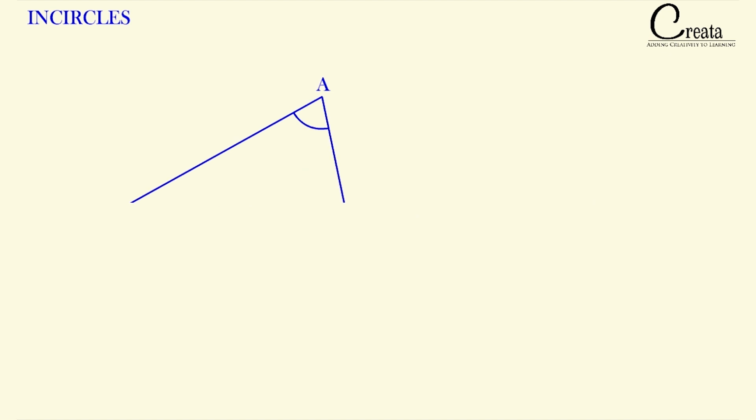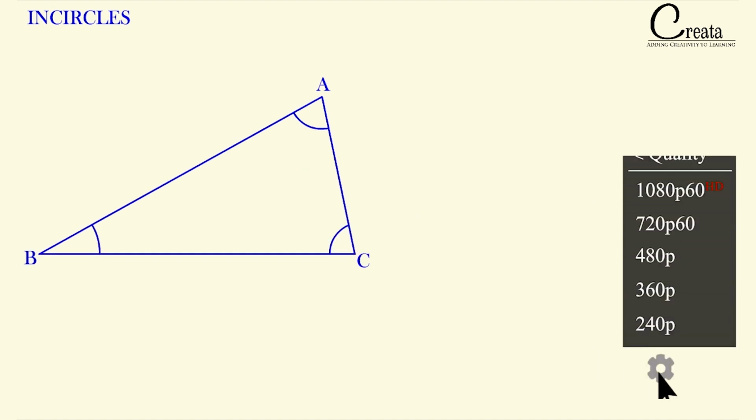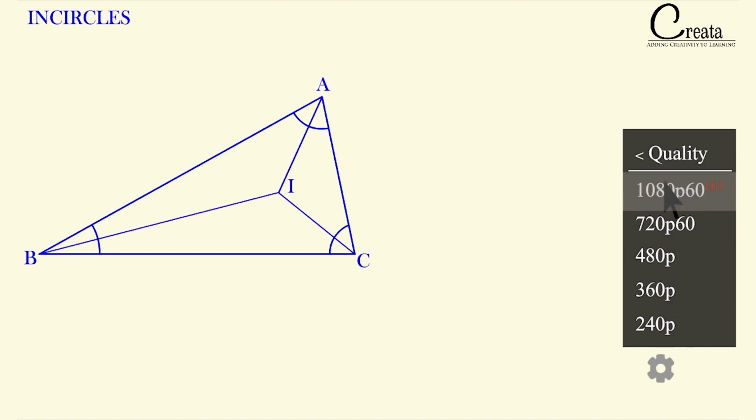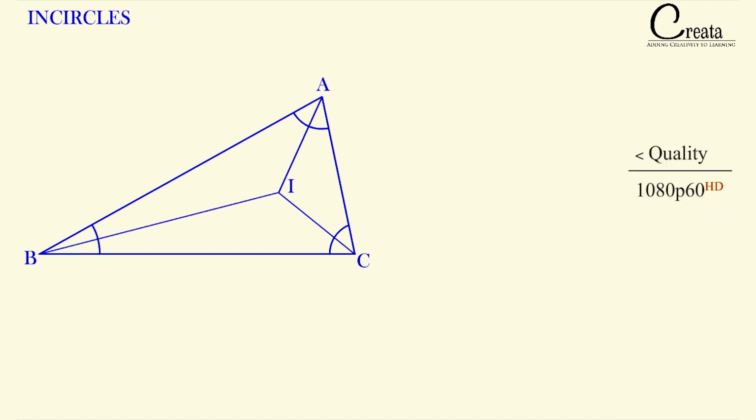Let's take a random triangle ABC. This is the triangle ABC. Let's draw the angle bisector from the vertex A, B and C. These are the three angle bisectors. We have limited these angle bisectors only up to the incenter. I is the incenter, that is the intersection point of the three angle bisectors.